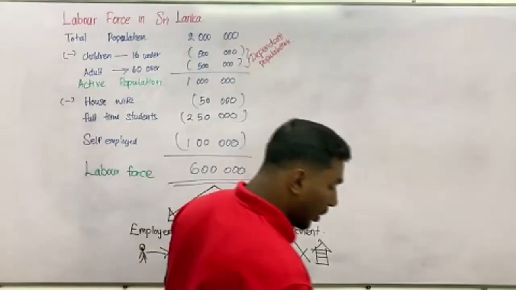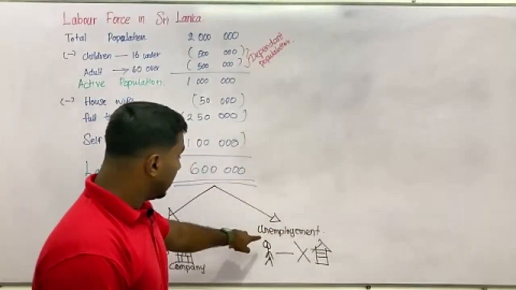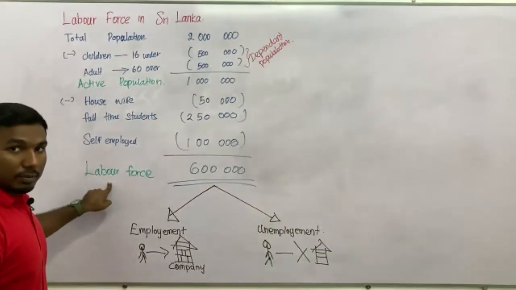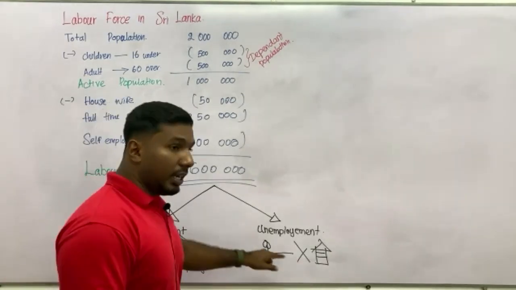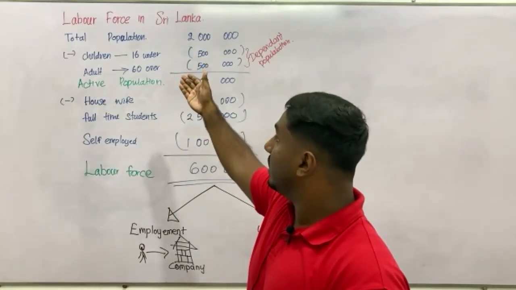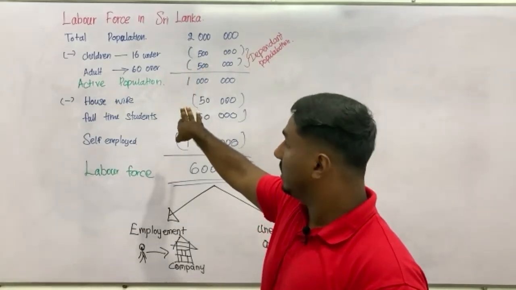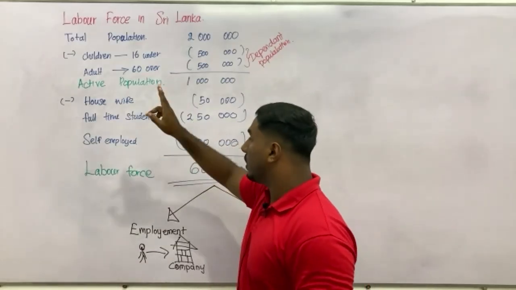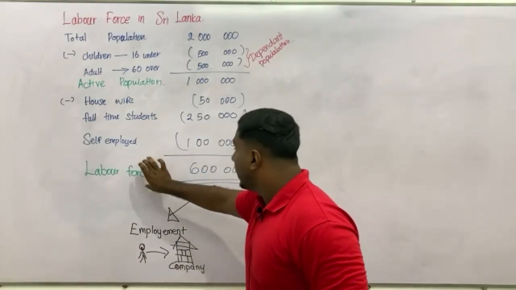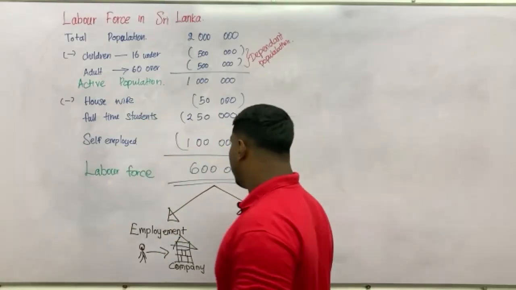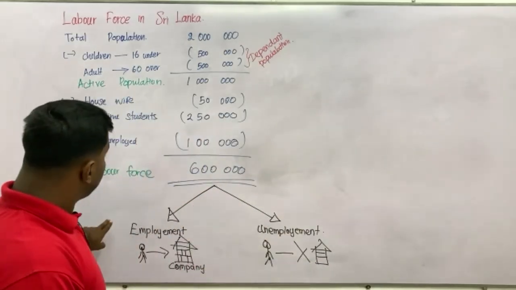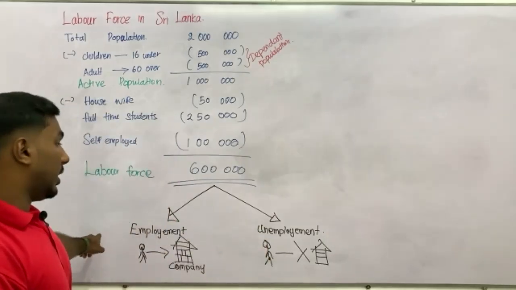Okay, so this person under this labor force, which means he is of an age between more than 16 years and less than 60 years, and he is not a housewife, he is not a full-time student, and he is not self-employed. Okay, so he is under the labor force. That labor force can be divided into two, employment and unemployment.